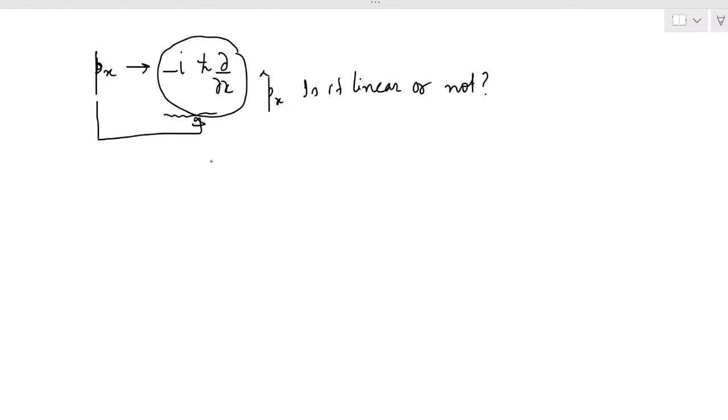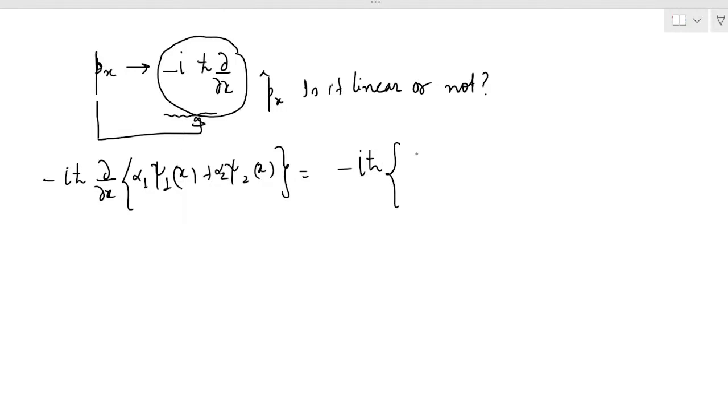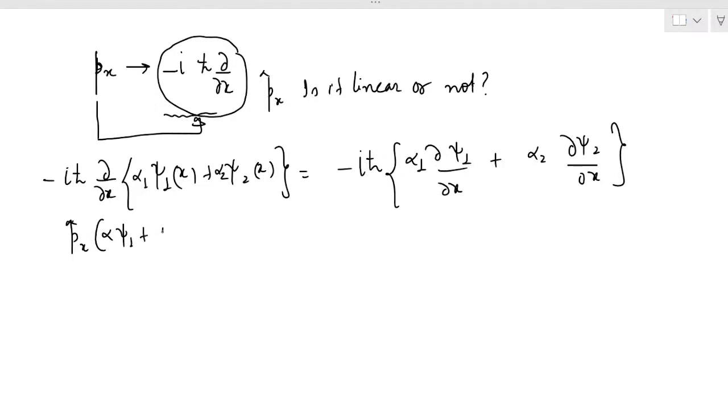See, in order to understand this, I will have to see that if I take two wave functions, psi 1 and psi 2, and multiply them with alpha 1 and alpha 2, what am I going to get? I'm going to get minus i h cut, which would remain as it is, and this alpha 1 would remain. The derivative operation takes a constant outside, so you'll have alpha 1 del psi 1 upon del x plus alpha 2 del psi 2 upon del x. So what I have done is I have operated px cap over alpha 1 psi 1 plus alpha 2 psi 2.